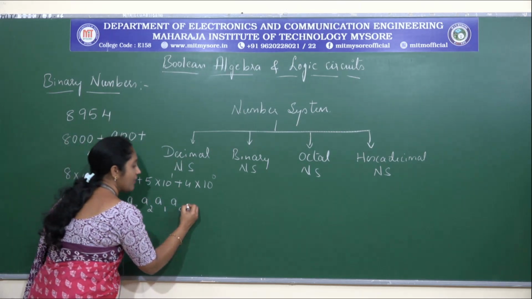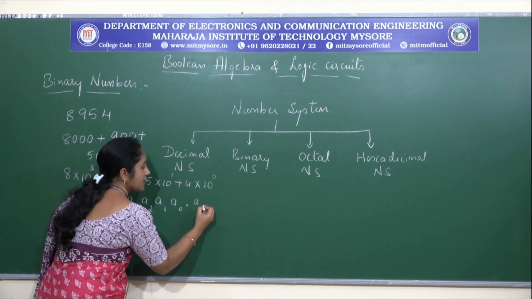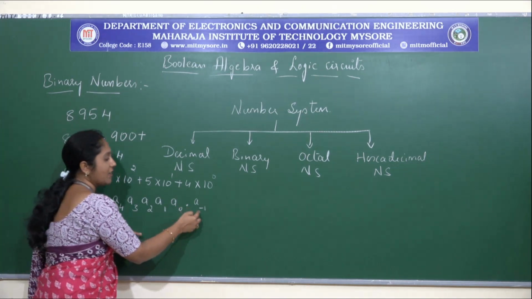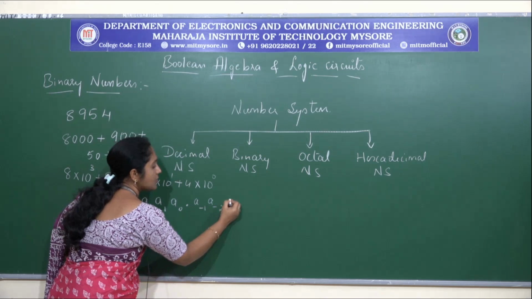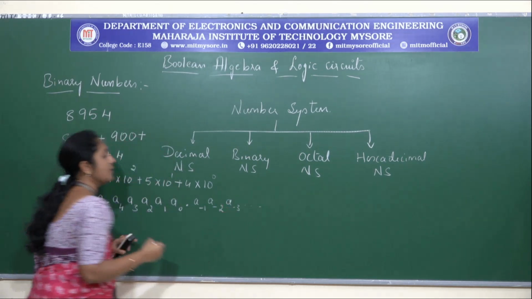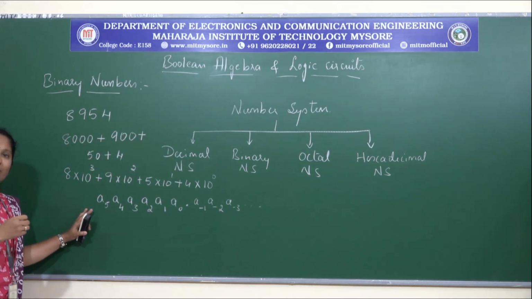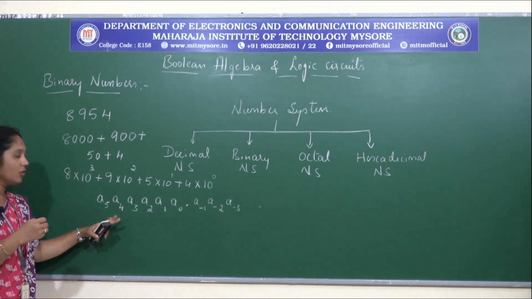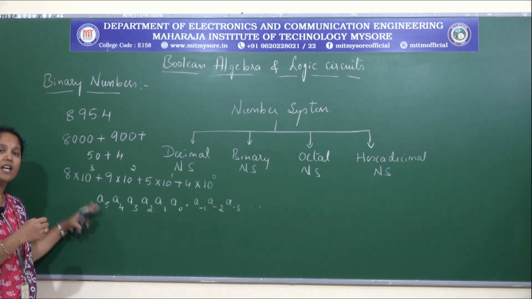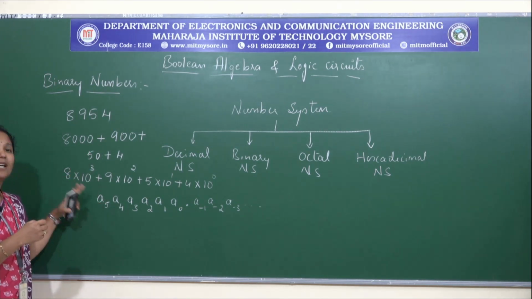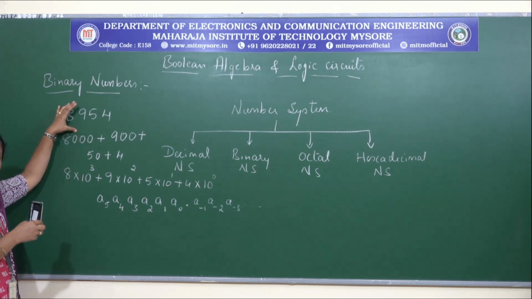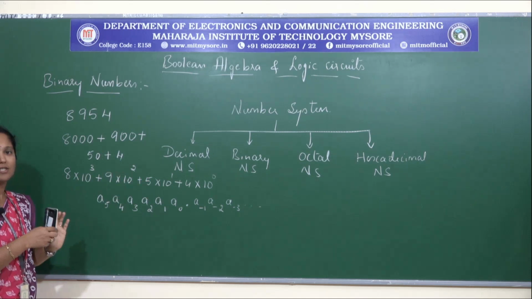If the number is in fraction format, then we write like this: A minus 1 after the decimal point, then A minus 1, A minus 2, A minus 3, etc. This is how we can represent any given number using its compact form, that is, its coefficients. Using the coefficients, we represent the number in compact format. So this is the representation of a given number in the decimal number system.